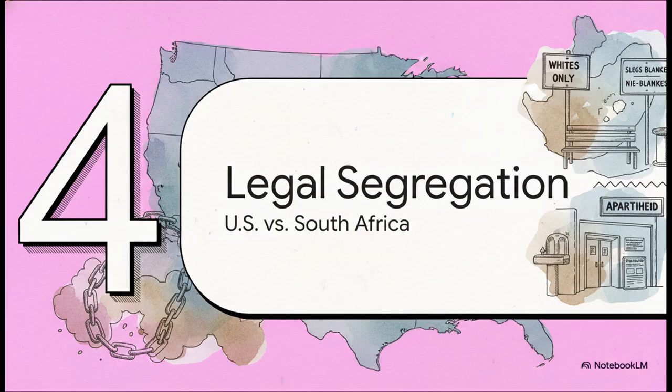Now, these discriminatory practices weren't just informal wink and a nod kind of things. Oh no, they were often backed up by the full power of the law. And to really understand the scale of legal segregation in the US, it's actually helpful to look at an even more extreme version, the system of apartheid in South Africa.